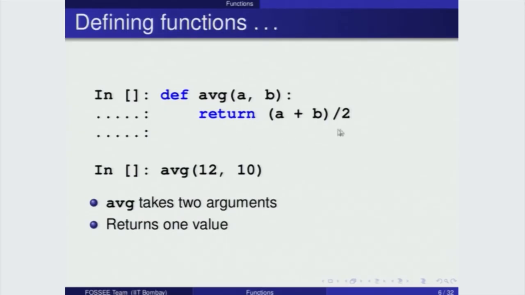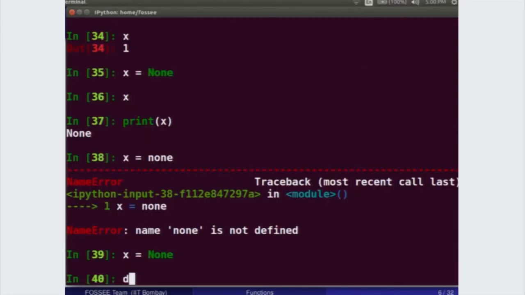Please type this code. This is an example of a function that takes two arguments. So if you have two arguments, you separate them by a comma, so A comma B in this case. And note that it is returning one value, which is the average of A and B. Now let me type this.